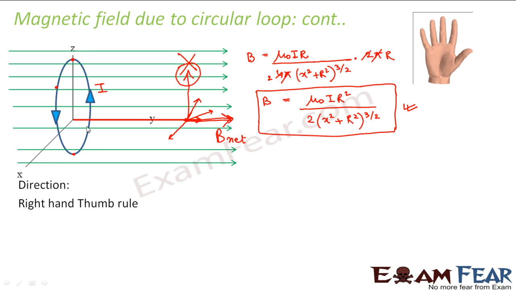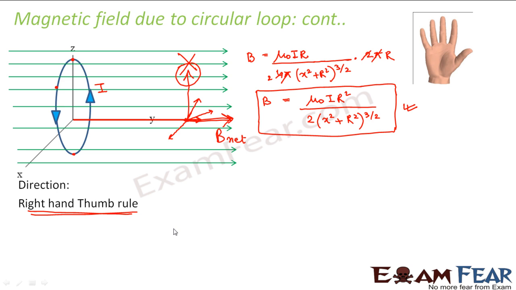So this would be the direction of net magnetic field if a circular loop is carrying a current I in this direction. So in this case, we use the right hand thumb rule. We call this the right hand thumb rule. This is used to determine the direction of net magnetic field for a circular current carrying loop. How do you apply this rule?